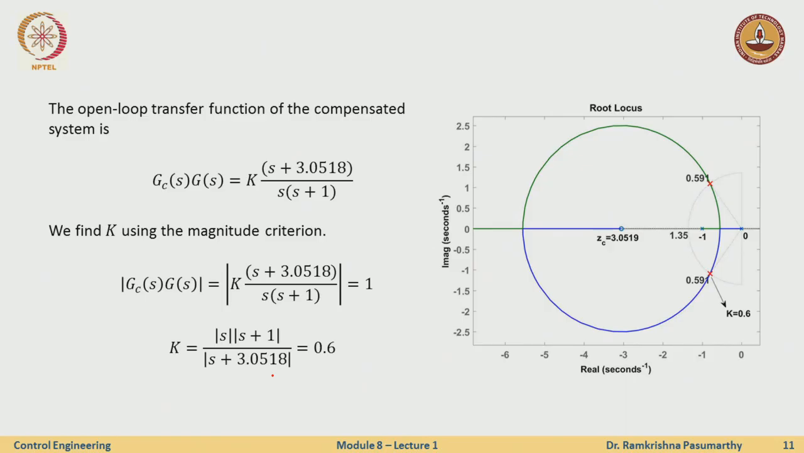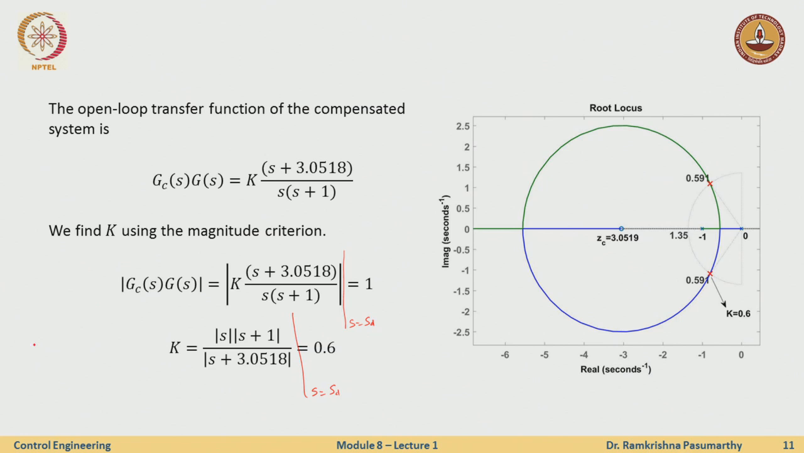And this k can be computed by again looking at what is the gain contribution at SD. So all these are evaluated at S equal to SD. This is also evaluated at S equal to SD. Again, these are just simple computations.